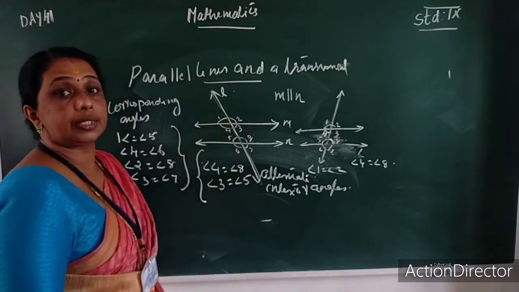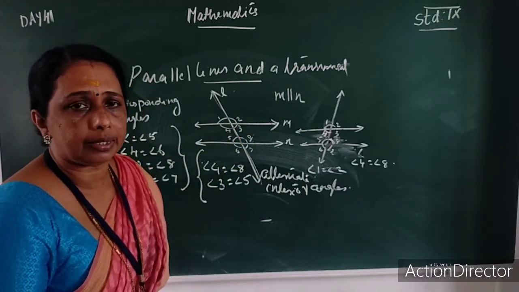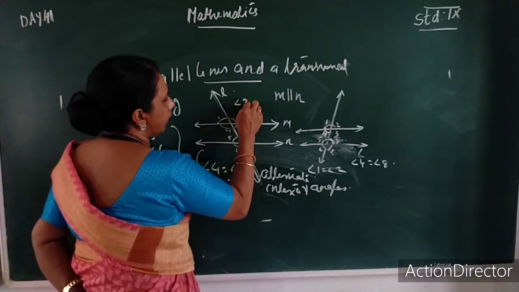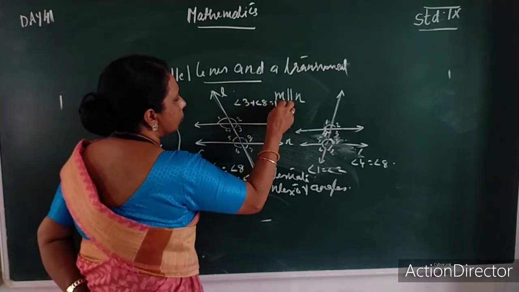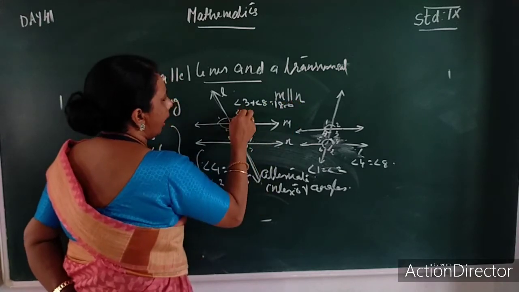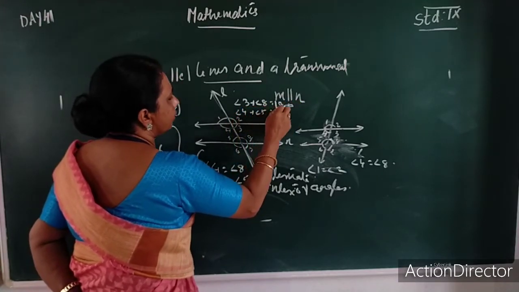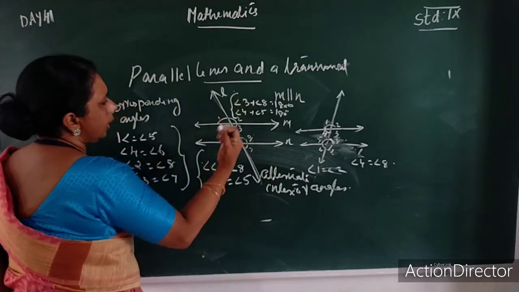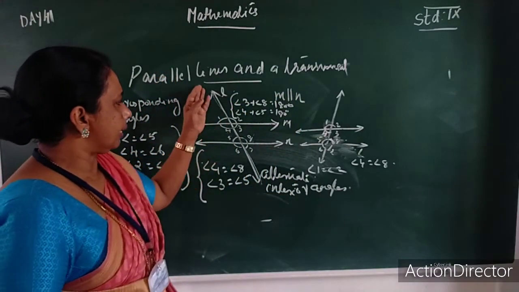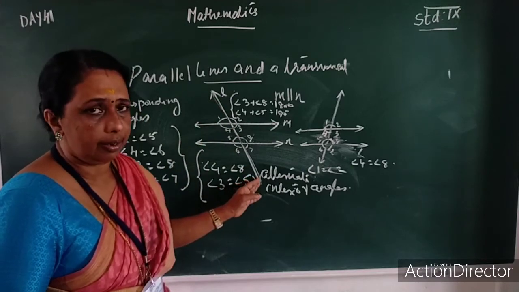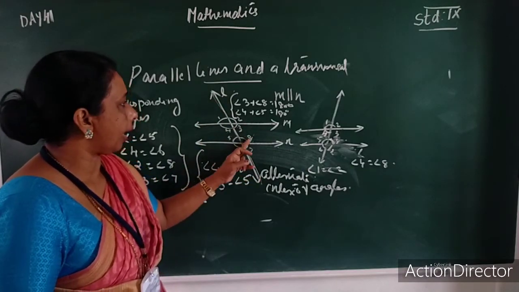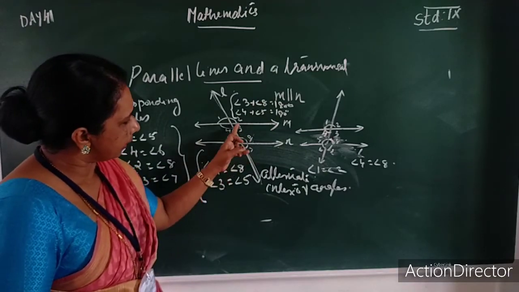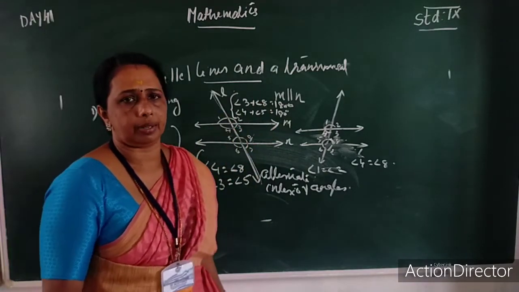These two angles are supplementary. Supplementary means the sum is 180 degrees. That is, angle 3 plus angle 8 is equal to 180 degrees, and angle 4 plus angle 5 is equal to 180 degrees. That is, if two parallels are intersected by a transversal, then co-interior angles are supplementary. Both interior angles on the same side of the transversal are supplementary.